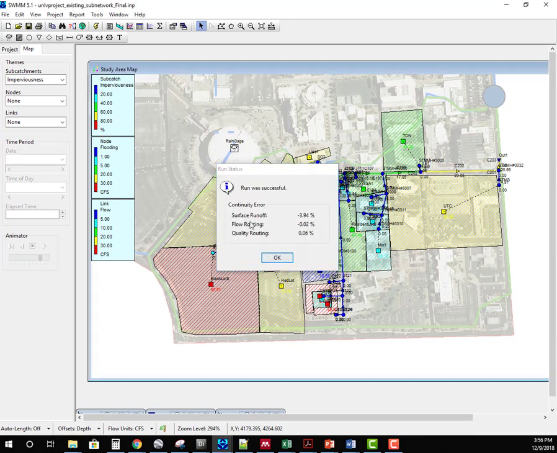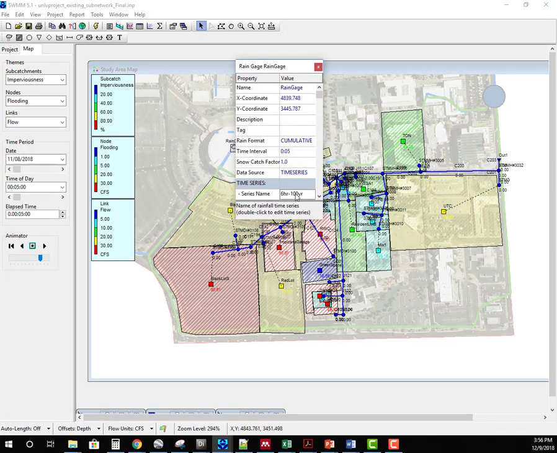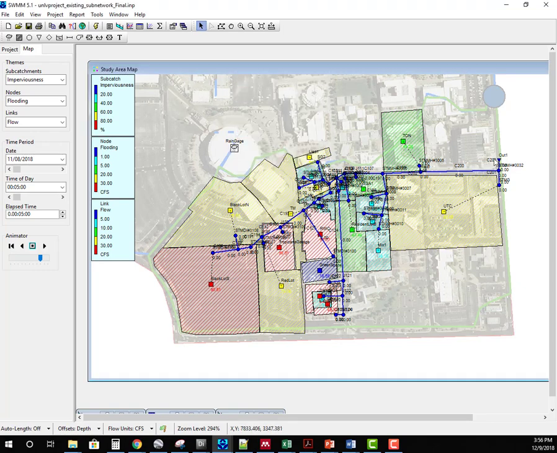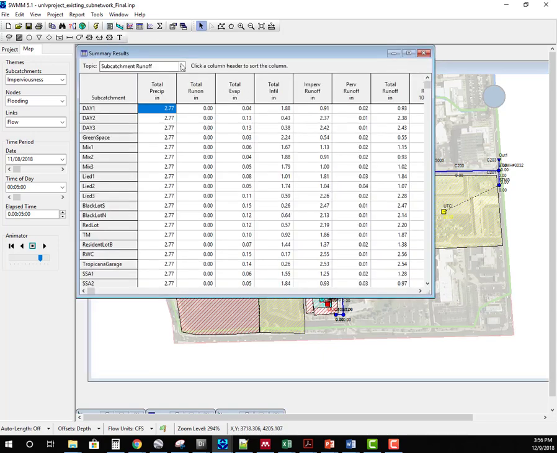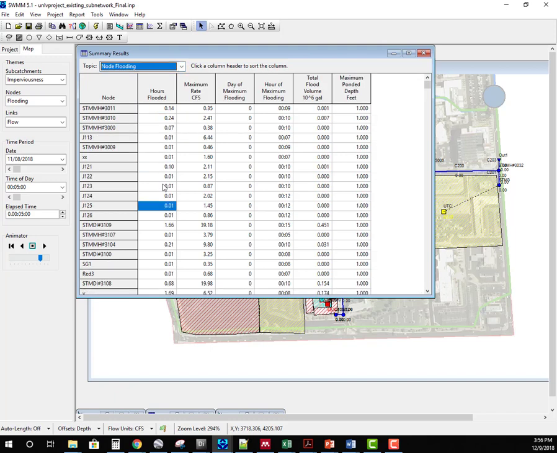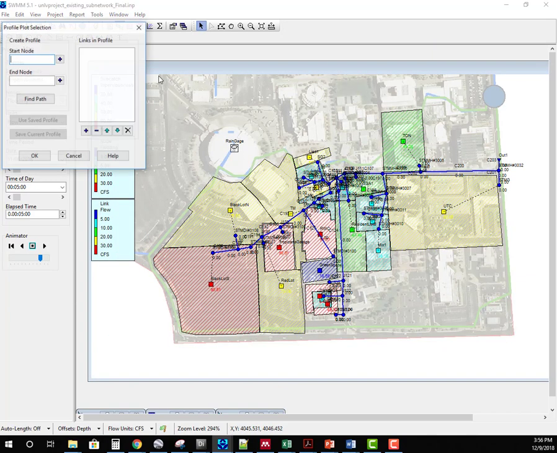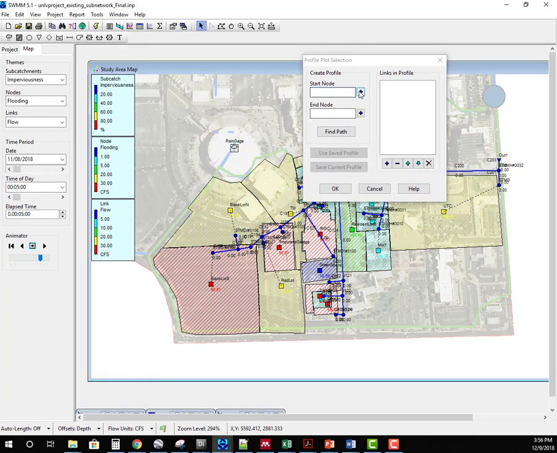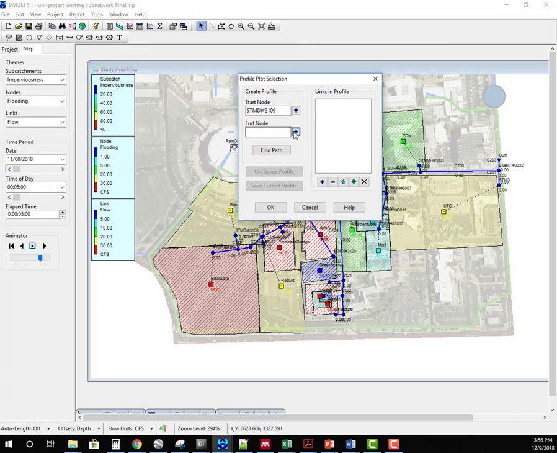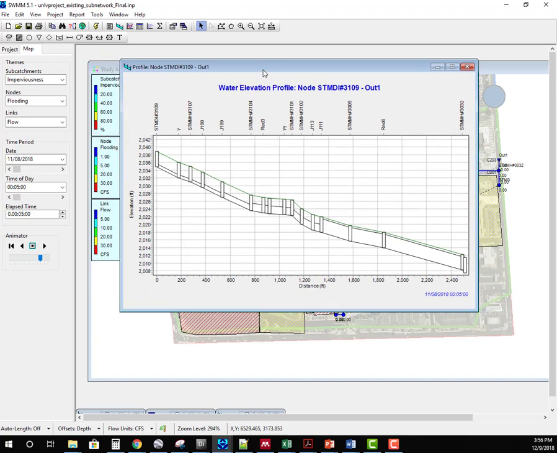and just making sure we are using the correct rainfall, 6-hour duration, 100-year return period rainfall, and we will see how flooding is occurring, or where flooding is occurring. And from the summary reports, we can see that flooding is happening in 26 of the subcatchment nodes. And if we see the profile, we will select the farthest end and then the outfall, and then find the path, and then we will be able to see.